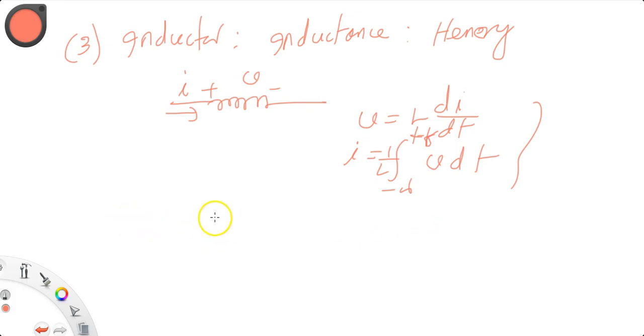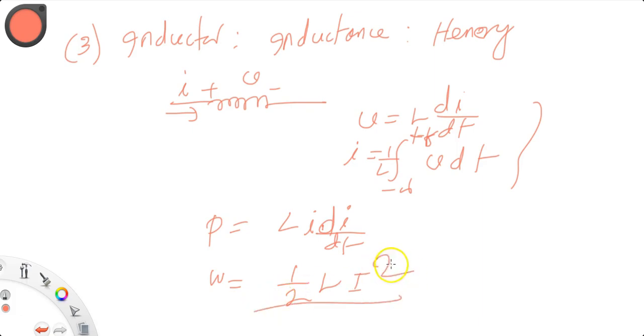Then instantaneous power, you will have L I di upon dt. Same way you can find the energy stored at the final time when the final current flows. By simple integration it will be half L I square. I is the final current flowing through the inductor.